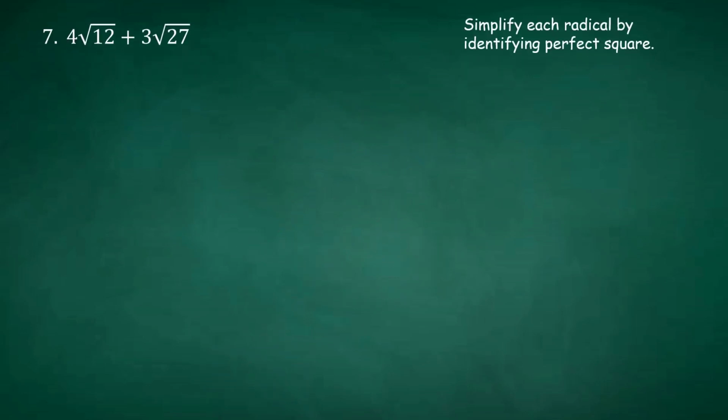Number 7 example. Simplify each radical by identifying perfect squares. The factors of 12 are 4 and 3, which has a perfect square of 4. And then rewrite 4 square root of 12 becomes 4 square root of 4 times 3. The factors of 27 are 9 and 3, which has a perfect square of 9. The 3 square root of 27 becomes the 3 square root of 9 times 3.